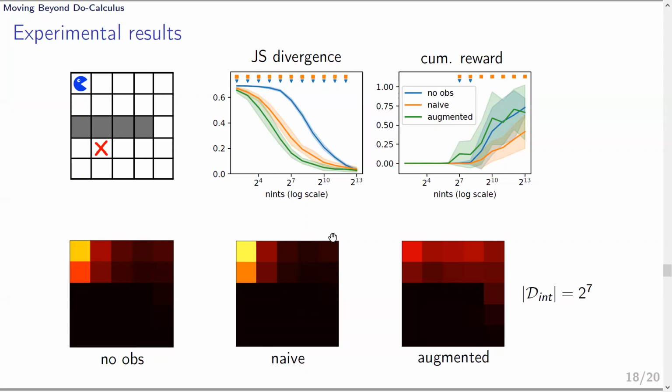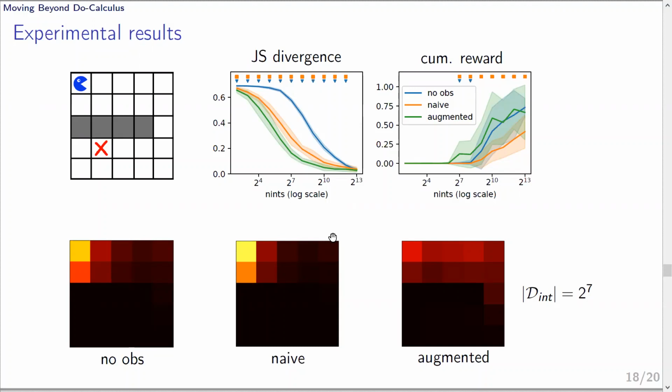And if you compare, when you learn with the augmented method, you converge faster to the true causal model. The naive method also converges faster than not using any observation. And this is what you get if you don't use any observation, if you only rely on interventions: you converge slower. And in terms of rewards, the augmented method is the most data efficient. It starts getting a reward earlier on, and then it gets better rewards.